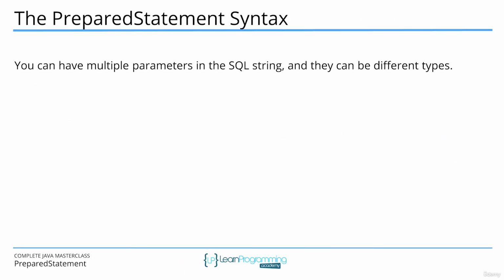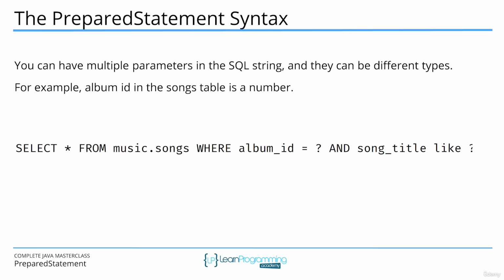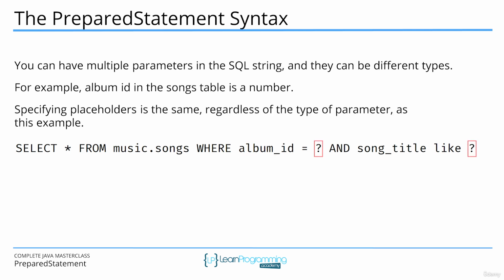You can have multiple parameters in the SQL string, and they can be different types. For example, album ID in the songs table is a number. Specifying placeholders is the same, regardless of the type of parameter, as I show here in this example. Let's get back to some code and set up a couple of prepared statements.